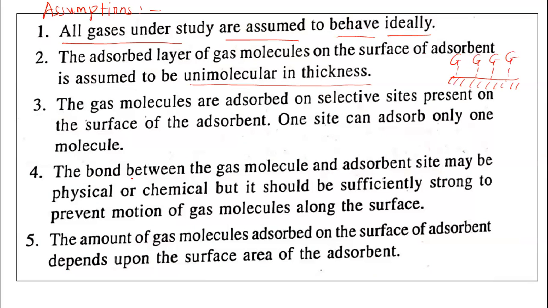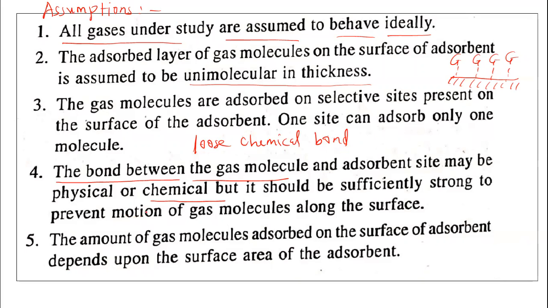Now, the bond between the gas molecules. This is a very important assumption of Langmuir's adsorption isotherm. The bond between the gas molecule and adsorbent may be physical or chemical. Mostly it is chemical, because Langmuir's theory suggested that there is a loose chemical bond between the adsorbate and adsorbent molecule. So this is an important assumption of Langmuir's theory.